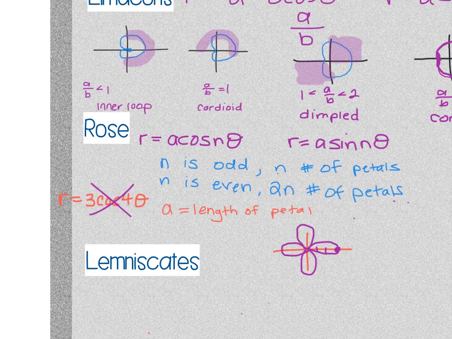So for me, I would probably plug in the quadrant angles to confirm that what I got was right, but then that's enough. So it's going to kind of depend on your graph, and on how well you know the information about your graph. So we would only have to find those 4 points. For a rose. Yeah.